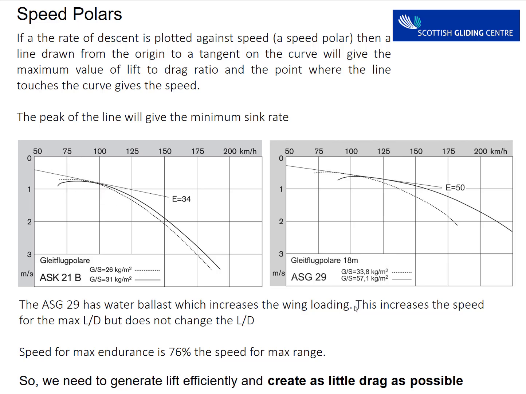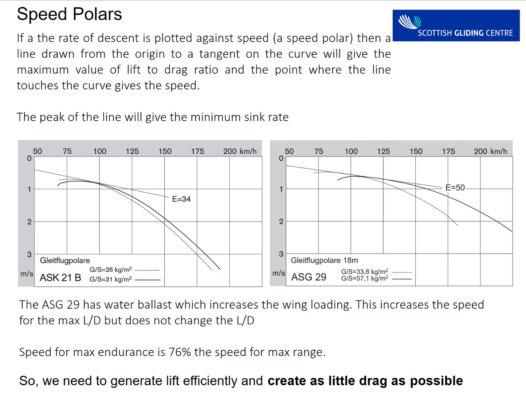Notice how with the ASG 29 we can have water in the wings, and so we have two different wing loadings, which is the weight of the aircraft divided by the wing area. And what we see here is that when we have a low wing loading, that's no water in the wings, our rate of descent is much less than when the aircraft has water in the wings.